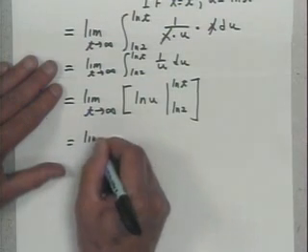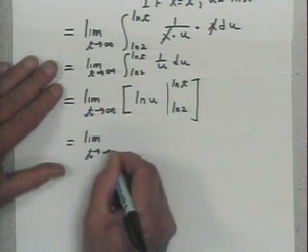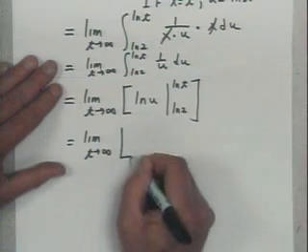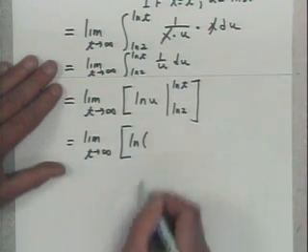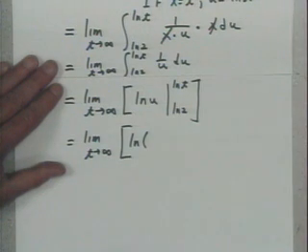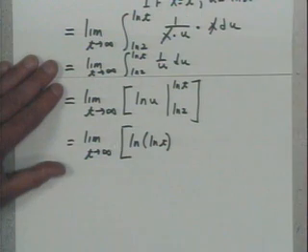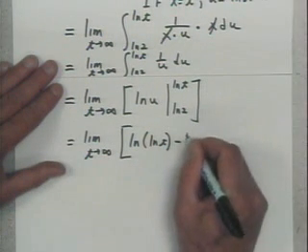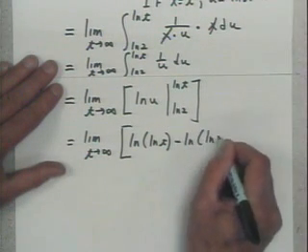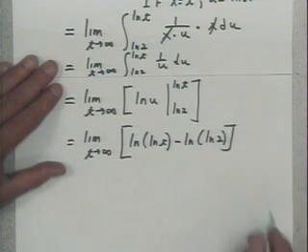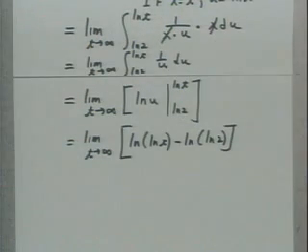Which becomes the limit as t approaches infinity of the natural log of what? Oh, first I replace u with the natural log of t. Then I go minus the natural log of the natural log of 2. And now I have to analyze what's going to happen if t goes to infinity.